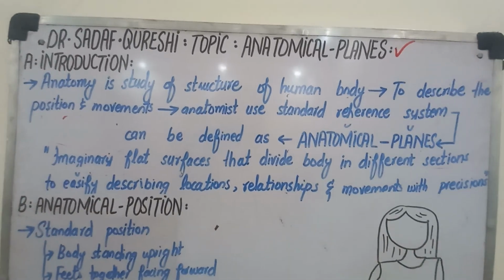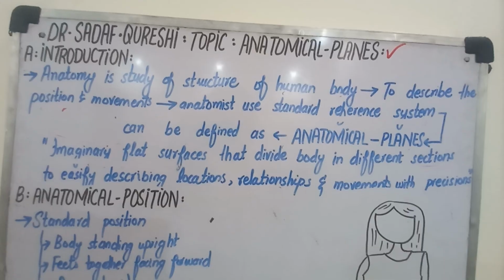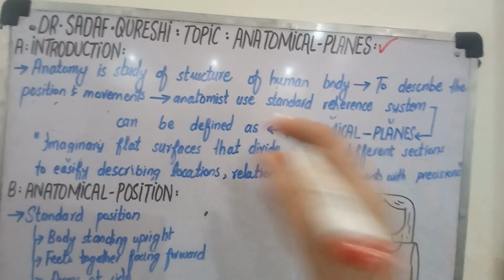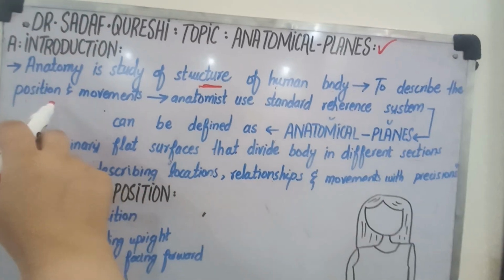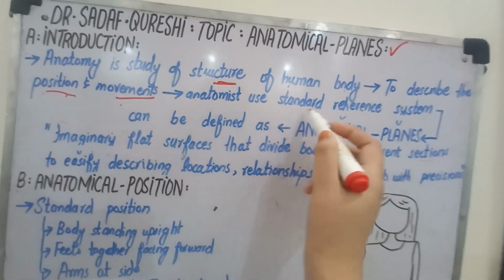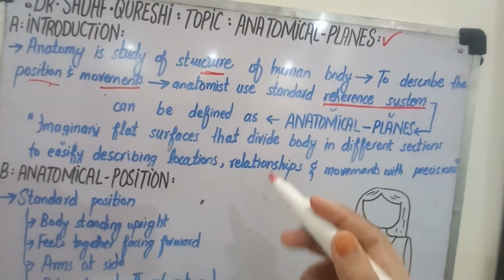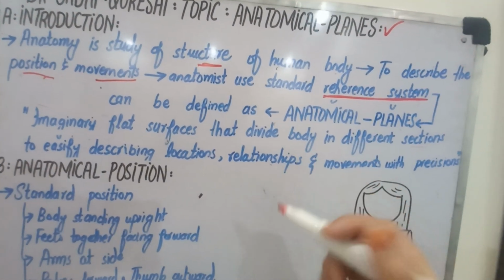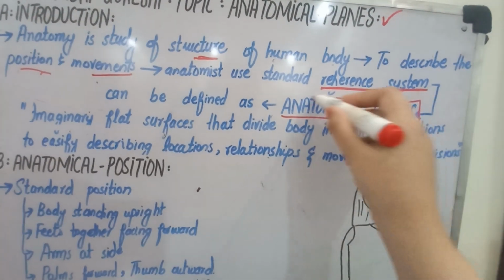So let's start our topic with introduction. Anatomy is the study of the structure of the human body. So if we have to study the structure of the human body, we need to describe its accurate position and movements. To do this, anatomists use standard reference systems so that positions and movements are equal and easily understandable, and this reference system is called anatomical planes.